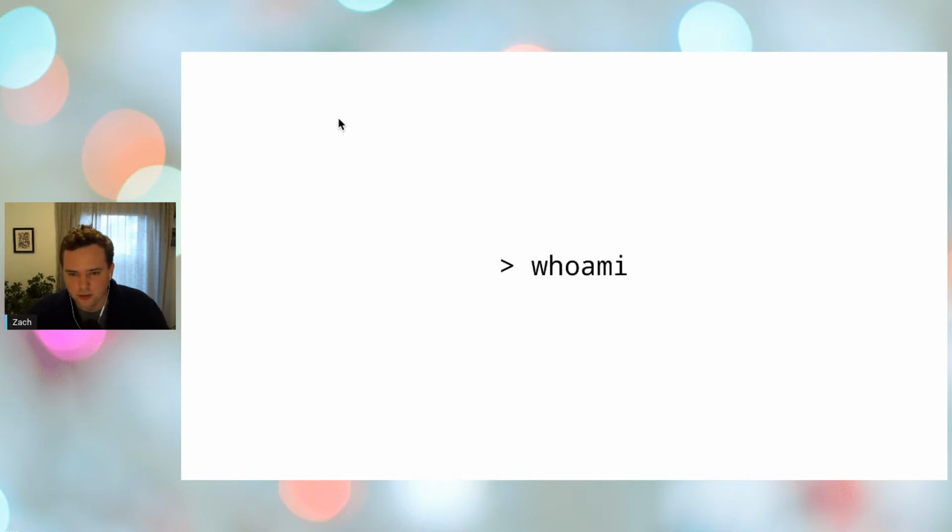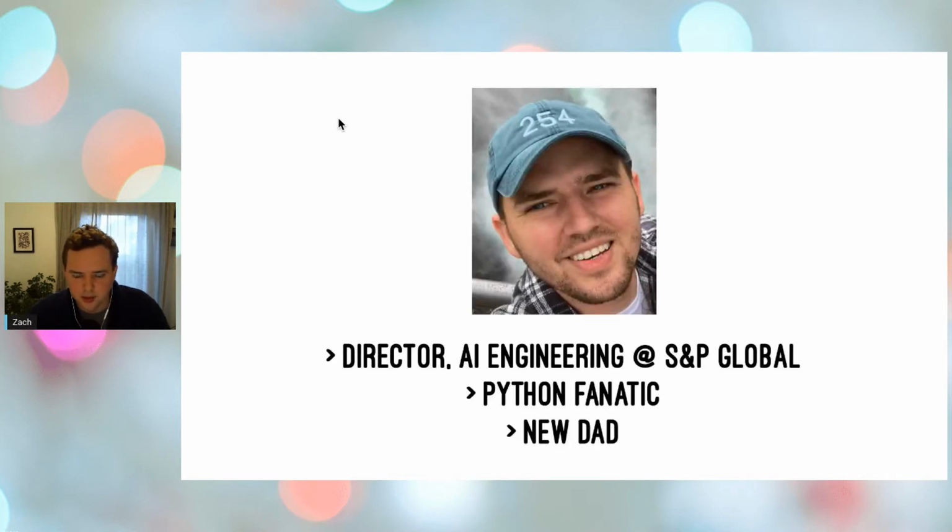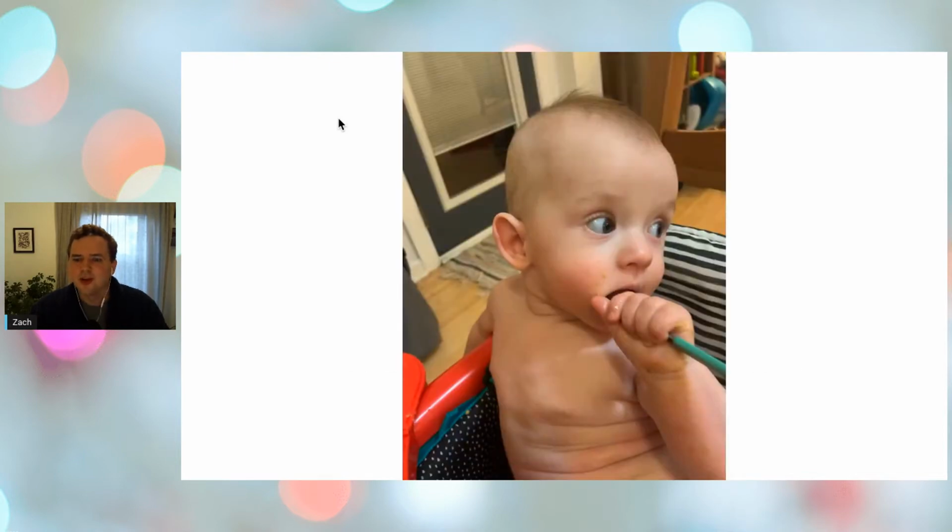First, a brief introduction of who I am. My name's Zach Anglin. I'm the director of AI engineering at S&P Global. I describe myself as a Python fanatic. I've been using Python professionally for about 5 years, as an amateur a little bit longer. I'm also a new dad. I had my first kiddo about 6 months ago. His name's Malcolm, and like any new dad, I will make you all look at photos of him. So here's Malcolm last week at the Thanksgiving holiday here in the US.